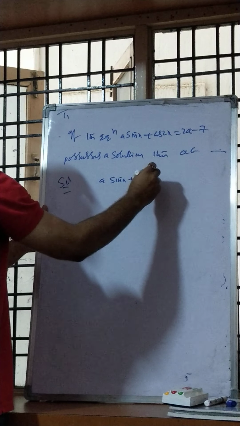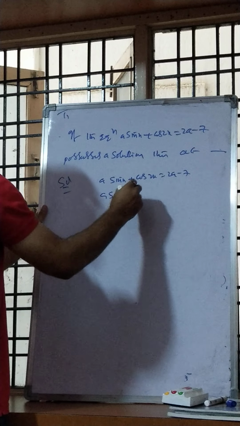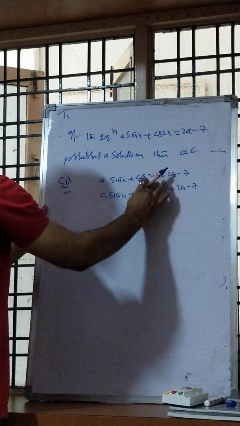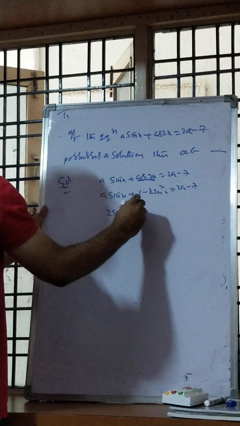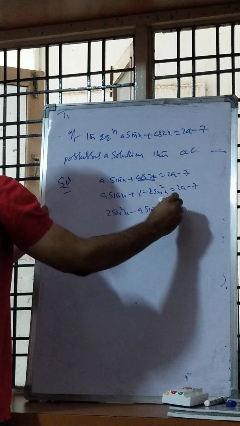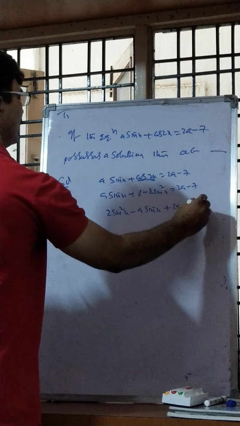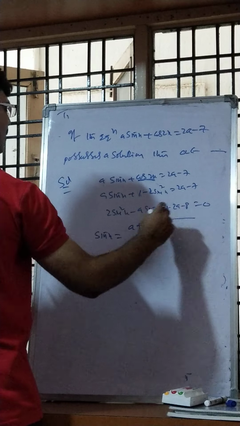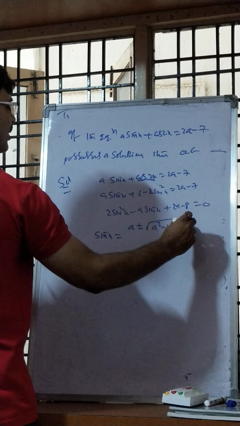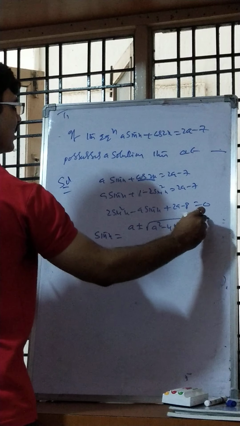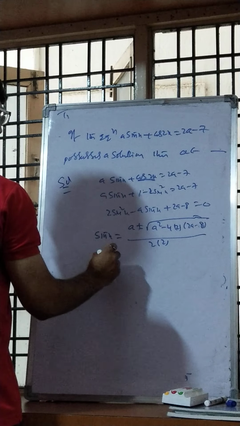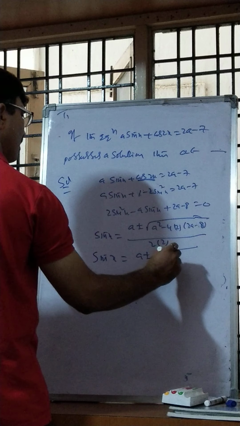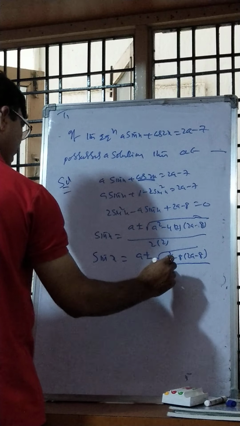Okay, right, a sin x plus cos 2x is equal to 2a minus 7. Better you change cos 2x into 1 minus 2 sin square x. So a sin x plus 1 minus 2 sin square x is equal to 2a minus 7, sir. So you will get 2 sin square x minus a sin x plus 2a minus 8 equal to 0. So guys, once you got it like this, once again I would like to take the help of the quadratic formula. a plus or minus under root of a square minus 4ac, with c as 2a minus 8, divided by 2 into 2. So sin x is equal to a plus or minus under root of, please see this one, Nana, you can write a square minus 8 into 2a minus 8, divided by 4.